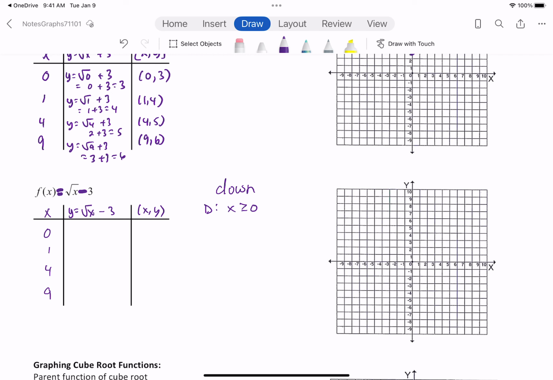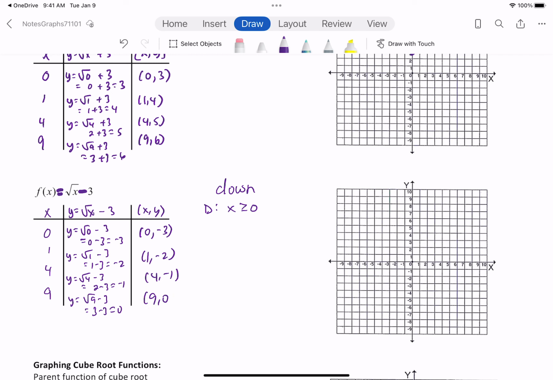And then if we plug them in, the first one gives me 0 minus 3. So we get 0, negative 3. If we plug in 1, we get 1 minus 3 is negative 2. So we get 1, negative 2. If we plug in 4, we get 2 minus 3 is negative 1. And last, if we plug in 9, we get 3 minus 3 is 0. So we get 9, 0.